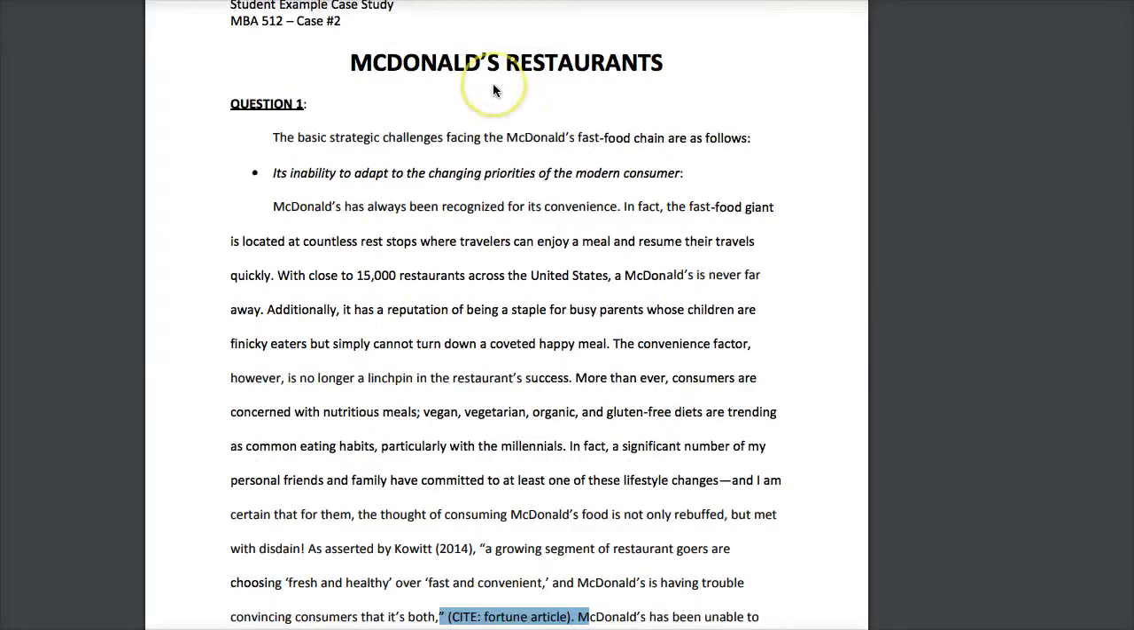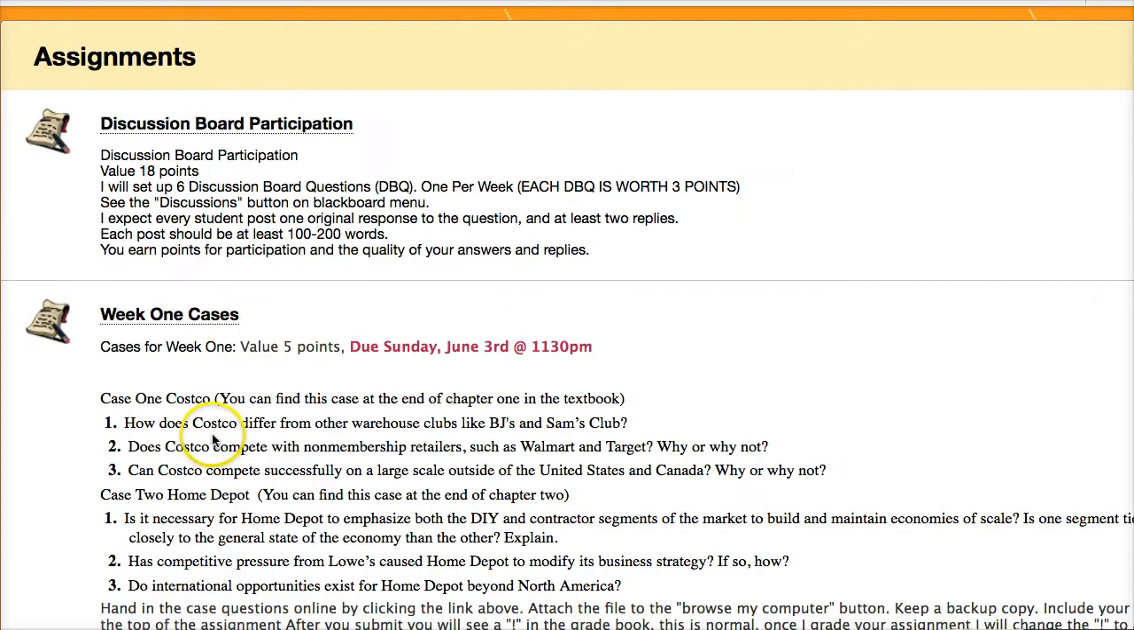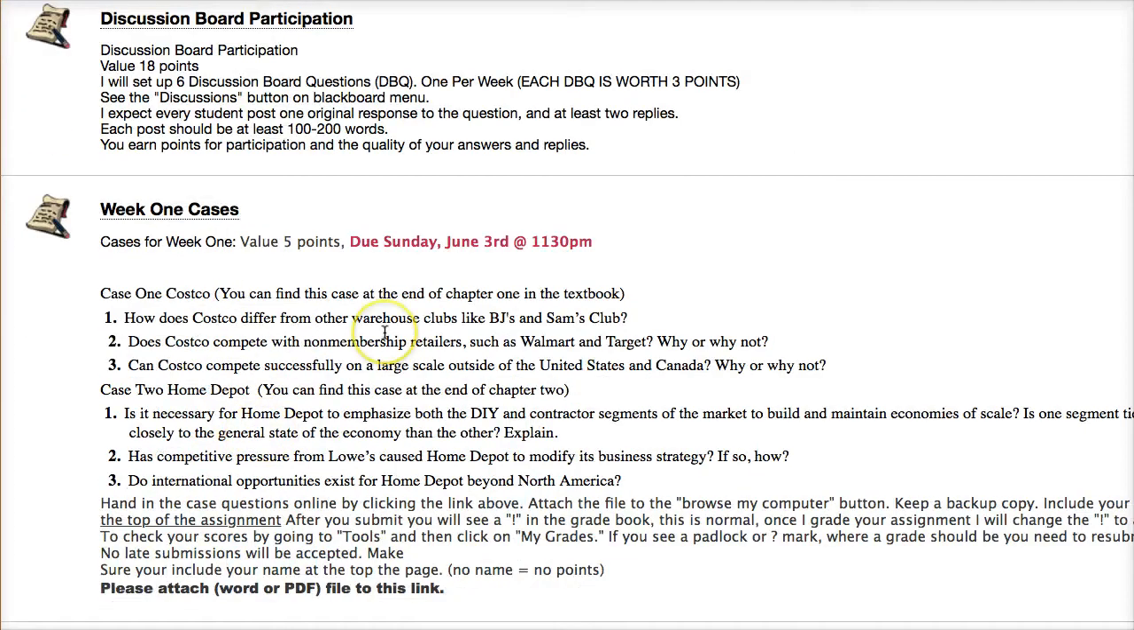Now, your responses aren't going to be like this McDonald's case, which is 12 pages. I'm not expecting 12 pages, but I'm expecting you to use enough words to answer each question completely, looking for your personal opinion, information from the chapter and case, and some outside information from other articles or other reference points to complete your question. And I will provide feedback upon grading.